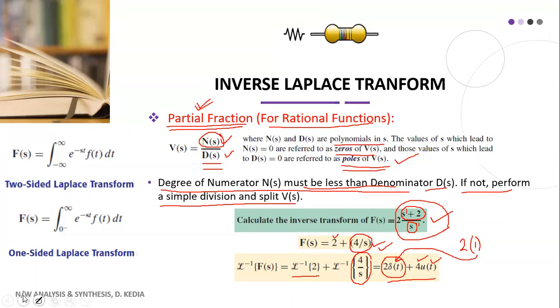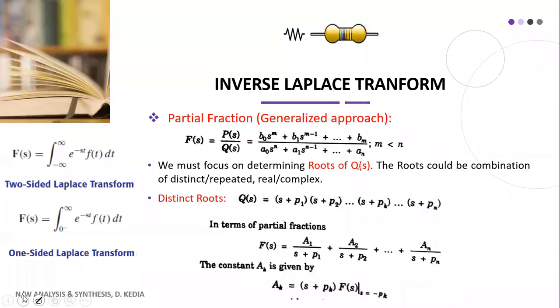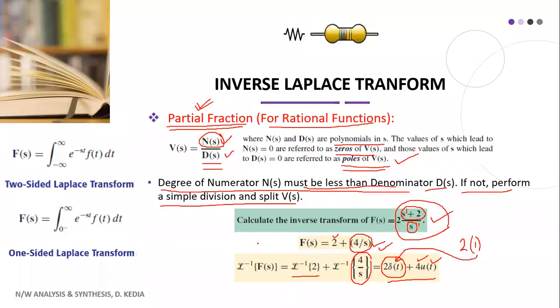Okay, so after this, if we move forward, this is the generalized approach for partial fraction. Students, the last example and the points that we discussed in the last slide were very simple. We had split our rational function into such terms where we could directly obtain our inverse Laplace, but we need to generalize because we may come across polynomials in S that are not that easy to solve.